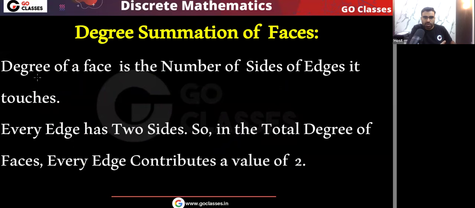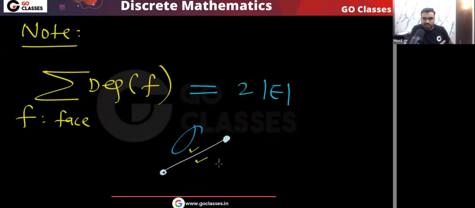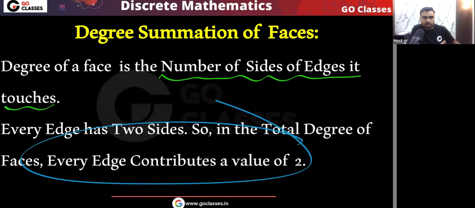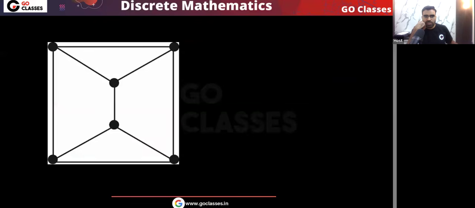You can see degree of a face, that we have already seen. Degree of a face is the number of sides of the edges it is touching. Next, every edge has two sides, that you already know: this side and this side. That is the reason that in the total degree of faces, every edge will contribute a value of 2. That is the reason the degree summation of all the faces will be twice the number of edges.